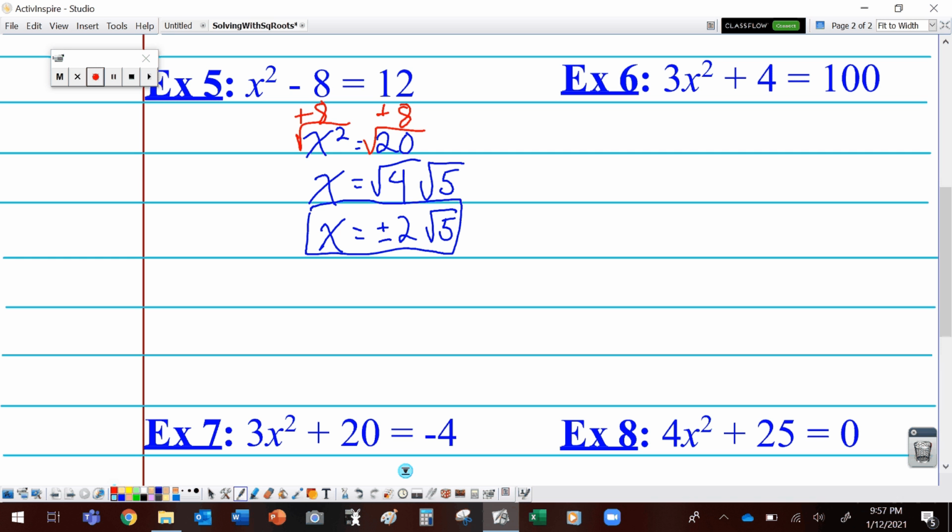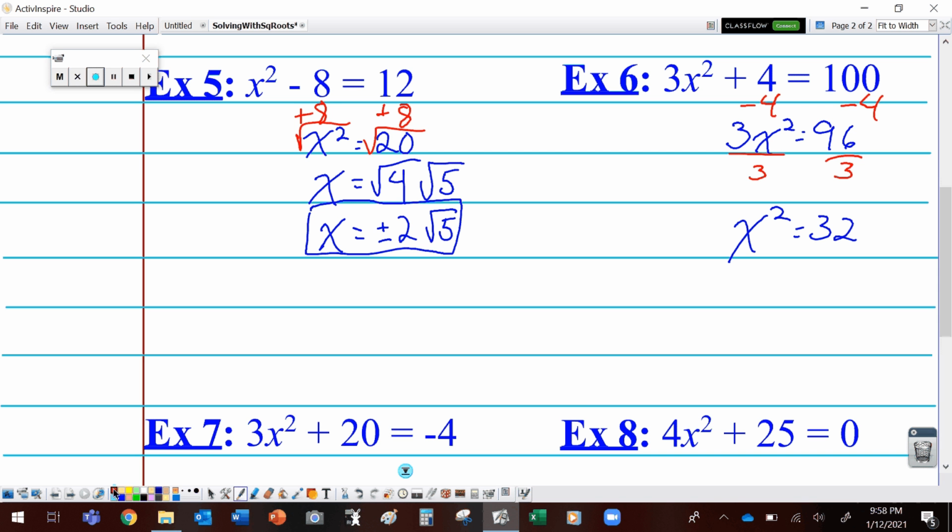Next up, I have 3x squared plus 4 equals 100. So x is being squared, multiplied by 3, added by 4. So I'll work backwards and do the opposites. Subtract 4 from each side. On the left side, those cancel, and I just have 3x squared. On the right side, 100 minus 4 is 96. Next up, divide both sides by 3. Left side, 3's cancel, x squared. On the right side, 96 divided by 3 is 32.